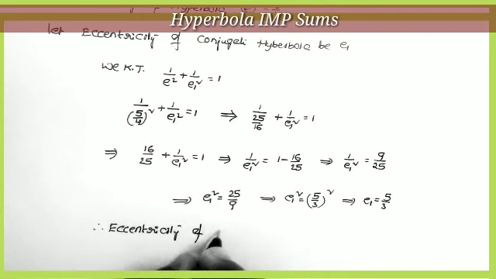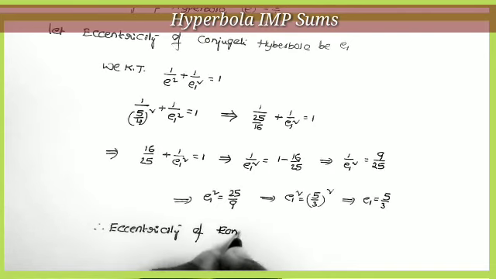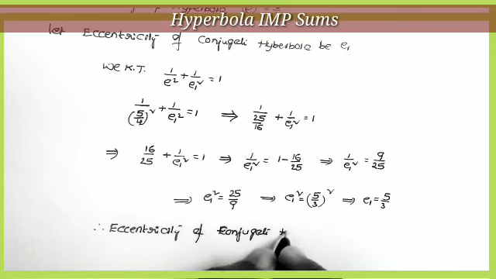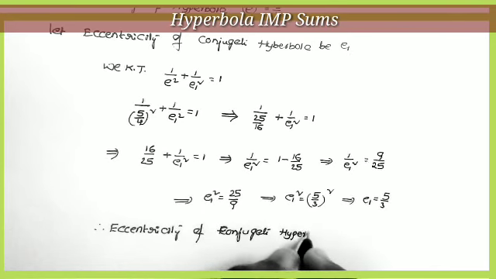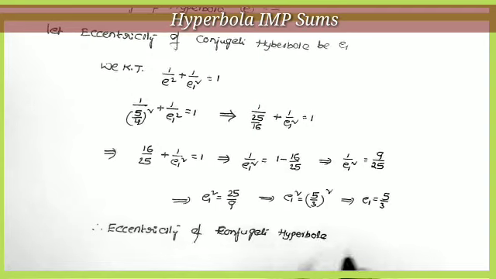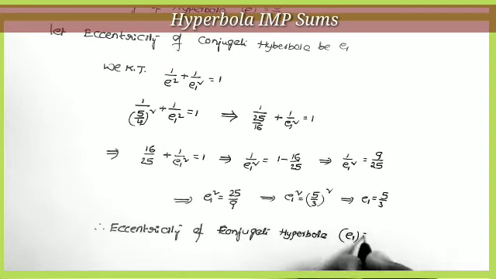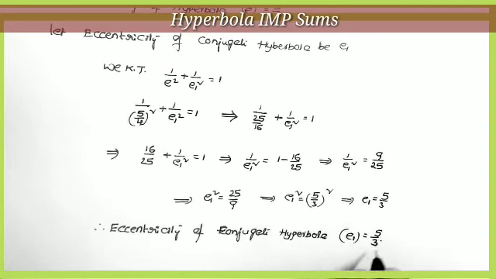Okay. Therefore, the eccentricity of the conjugate hyperbola is 5 by 3. These two are the most important math questions. These two sums are very, very important sums. e1 is equal to 5 by 3. That's all, this is the answer.